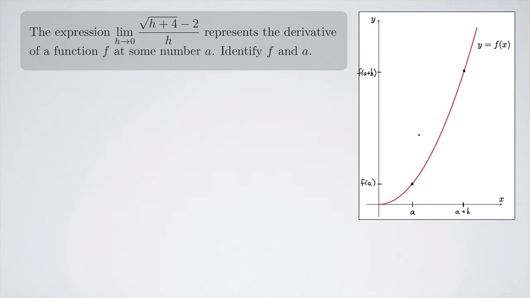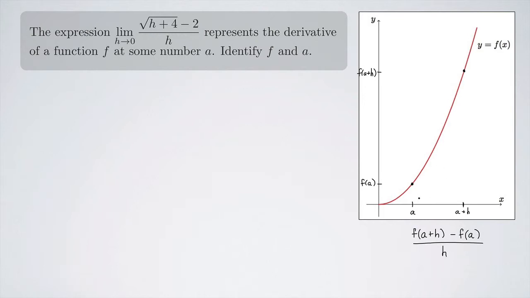Okay, so what we're really trying to do is to look at the slope of the line connecting these two points. Well, I can write that. That's change in y over change in x, so that would be f of a plus h minus f of a, all over a plus h minus a, but a plus h minus a, that's just h. And that's the secant line.